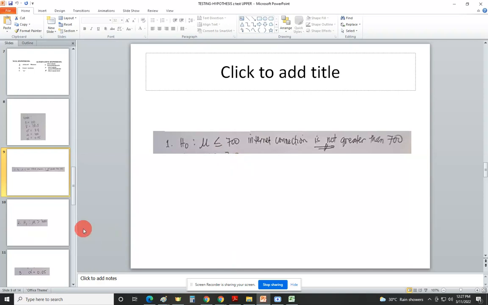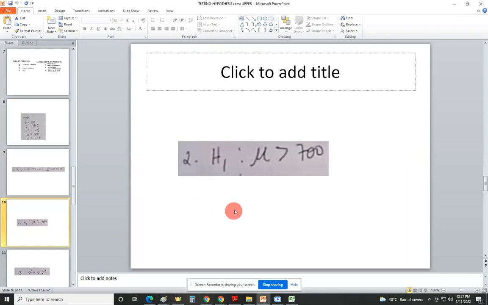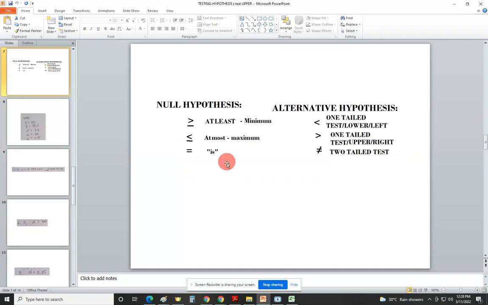Okay? So, in short, class, unahin natin ang step number 2. Because number 2 is the claim of the researcher or the manufacturer that yung product niya contains greater than 700. So again, why you need to write step 2 first? It's because of this rule. Na bawal kayo maglagay ng equal sign sa step number 2.